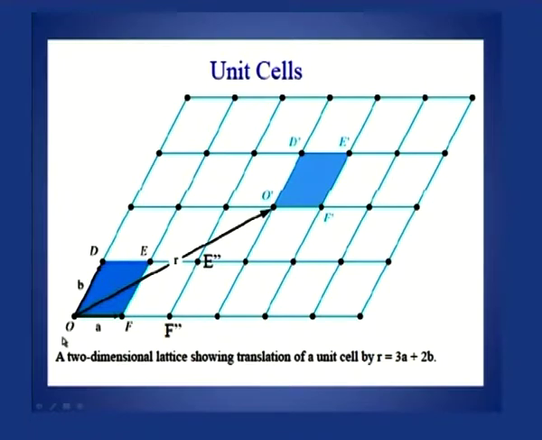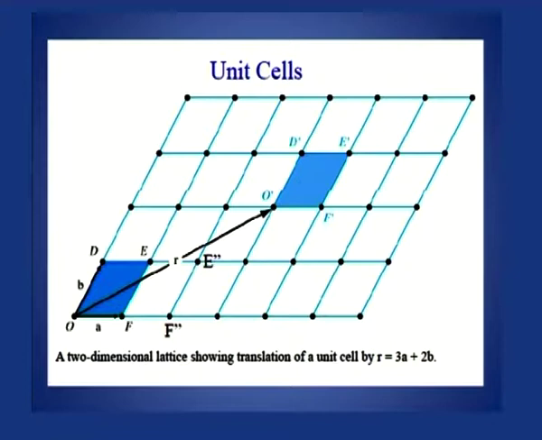So, this OFED will become O prime, F prime, E prime, D prime, right. So, all the cells will be identical. It is something like, if you look at a wall made up of bricks, all blocks will be identical, right. There is nothing to distinguish between one brick and another brick.